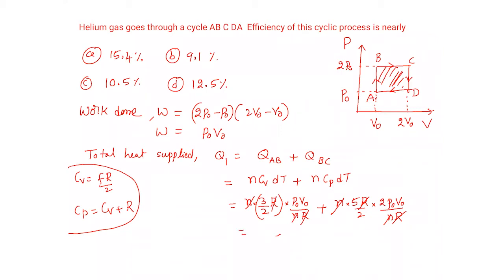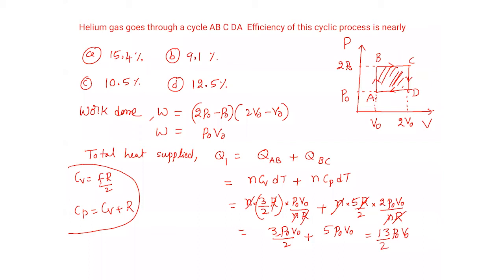Heat supplied: 3 P naught V naught divided by 2 plus 5 P naught V naught. Okay, same way as before. How much do you get here? 3 by 2 P naught V naught. So how much do you get in total? Yeah, 13 by 2 P naught V naught. Okay, copy till here. Answer is 15.4.